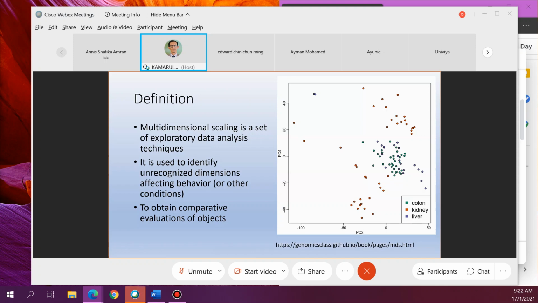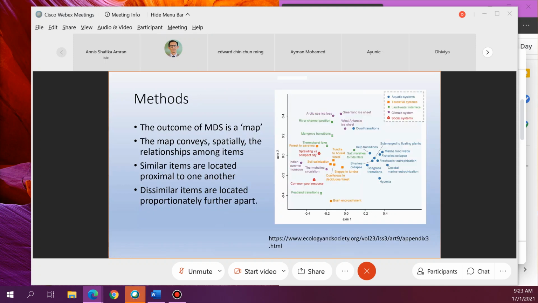You want to explore, you want to identify if there are possible clusters, or it can be used to identify unrecognized dimensions. So from here you can see, okay, there might be two dimensions, this dimension and maybe this dimension, or maybe this dimension and this dimension. Again, you must decide on the number of dimensions. And you can also obtain comparative evaluations of objects.